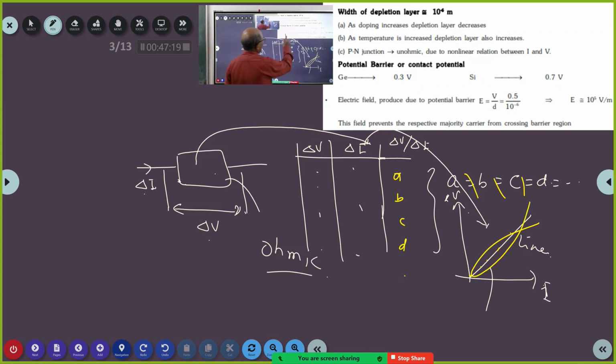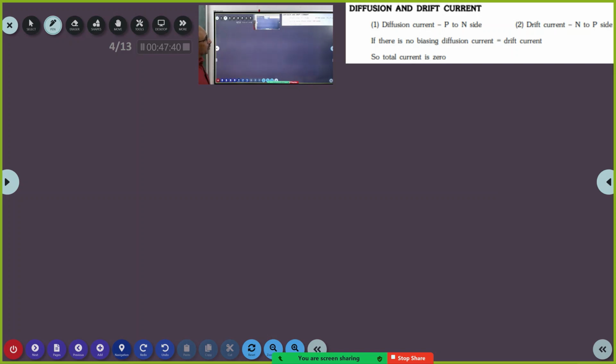Right. Now the barrier potential for germanium is 0.3 volts, for silicon it is 0.6 volts. The electric field produced due to the barrier is of the order of 10 to the power of 5 volts per meter. This field prevents the respective majority carriers from crossing the barrier. Now, diffusion current is from P to N, and drift current is from N to P side. With no biasing, diffusion current is equal to drift current.